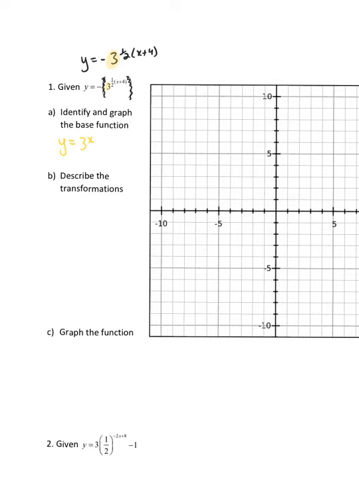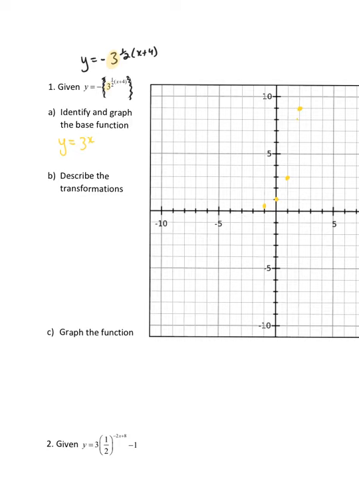To graph that, I'm going to start at an x value of negative 1. 3 to the exponent negative 1 is one third, so I'll plot a point around there. Then when x is 0, 3 to the exponent 0 is 1, so I have my y-intercept at 1. Then an x value of 1: 3 to the exponent 1 is 3. Then at an x value of 2, you substitute in 2 for the exponent. 3 squared is 9.